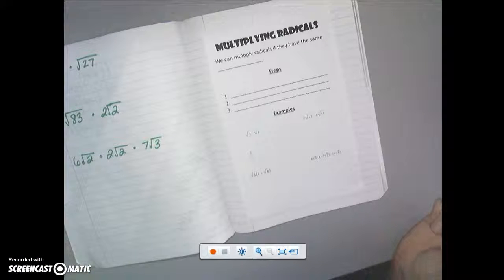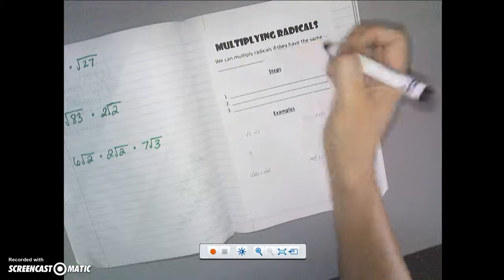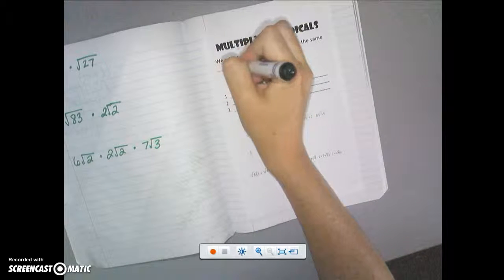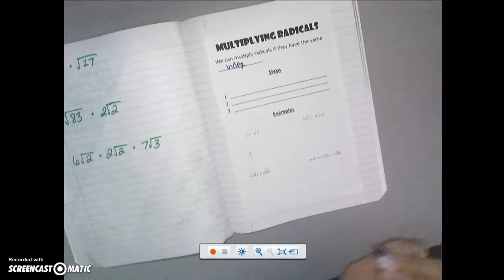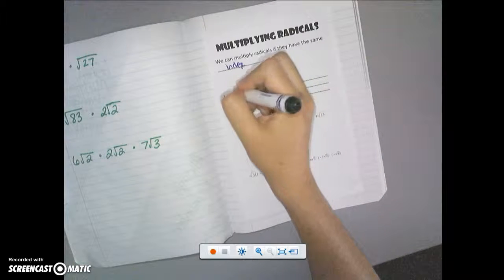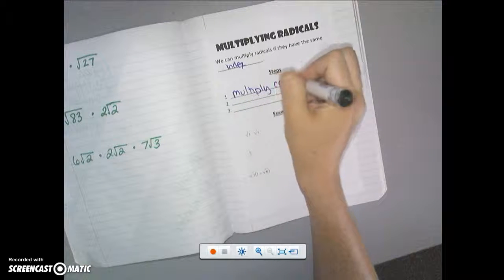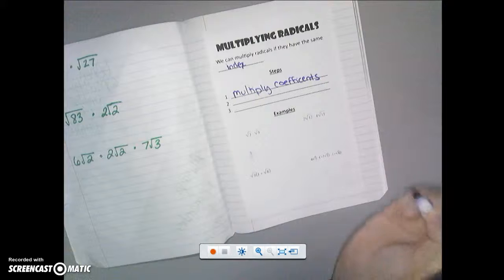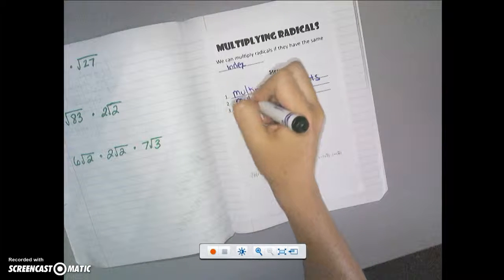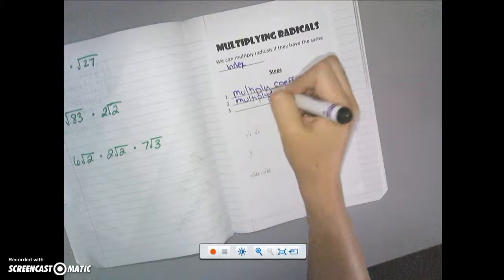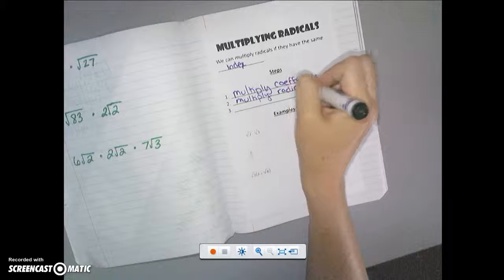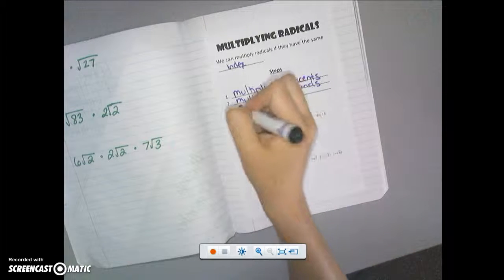Okay, so tonight for homework we are multiplying radicals. Unlike when we added and subtracted radicals, where we needed like radicands, we only need them to have the like index. So first step is we are going to multiply the coefficients, and then we multiply the radicals, or radicands. And the most important step left is to simplify.